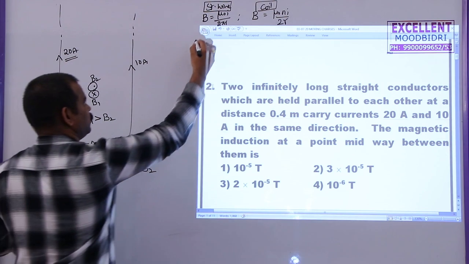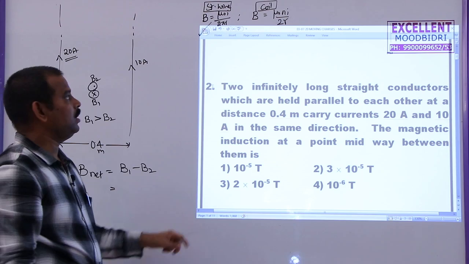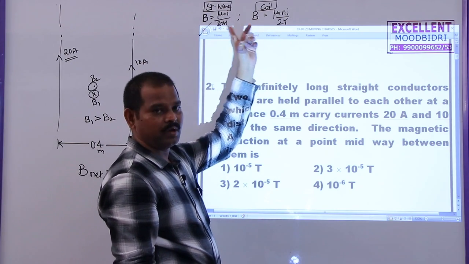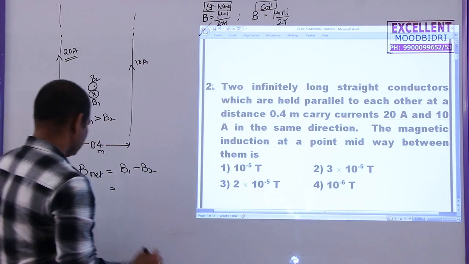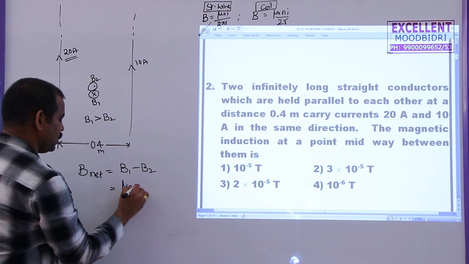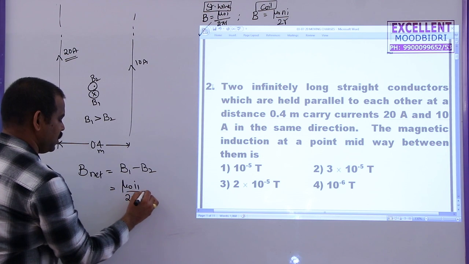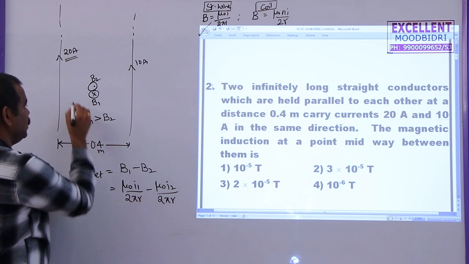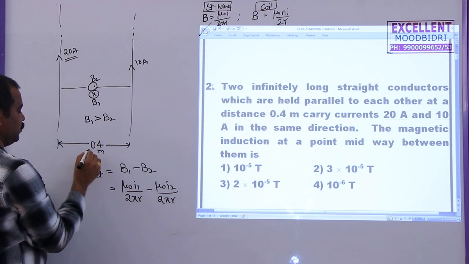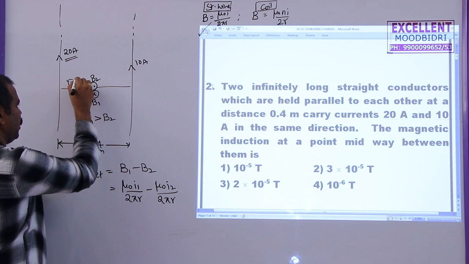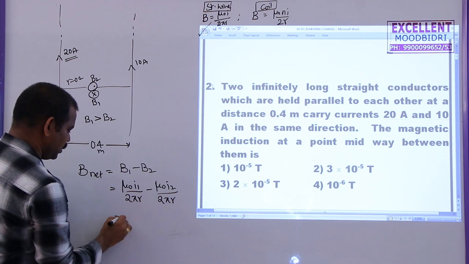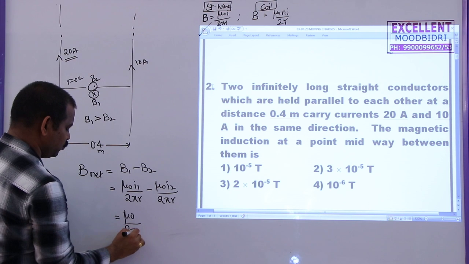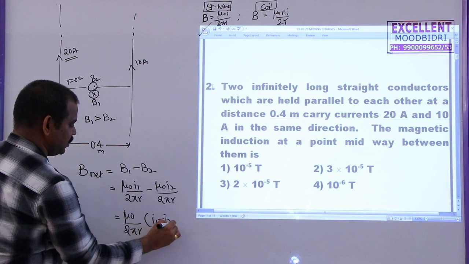B1 we know, due to a straight conductor, is mu naught I by 2 pi r, and for a circular coil, mu naught N I by 2 r. Be careful with these two formulas. Now B net will be mu naught I1 by 2 pi r minus mu naught I2 by 2 pi r, because this distance and this distance both are the same. So here r is equal to 0.2. So now we can write mu naught by 2 pi r common, times I1 minus I2.